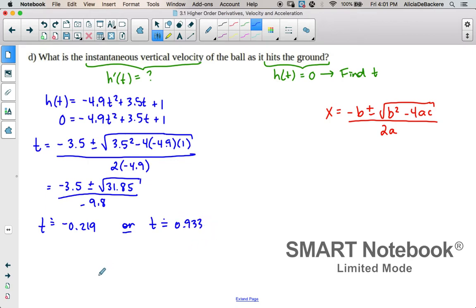Now, a couple of ways that we can make sense of this. If I want to know when the ball hits the ground, I'm not going backwards into time. The other thing is in the question, it told me that t had to be greater than or equal to 0. So since I've got that restriction on my t variable, I know that this is the only answer. All right, so we've got this first part. We figured out when the ball hits the ground.